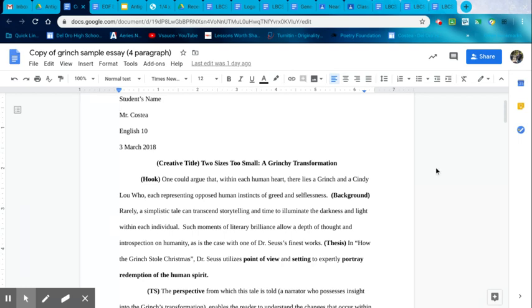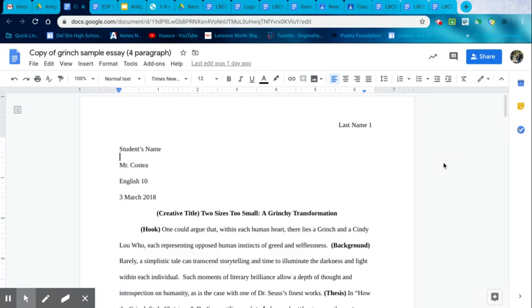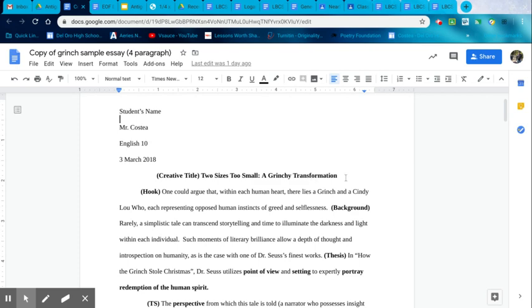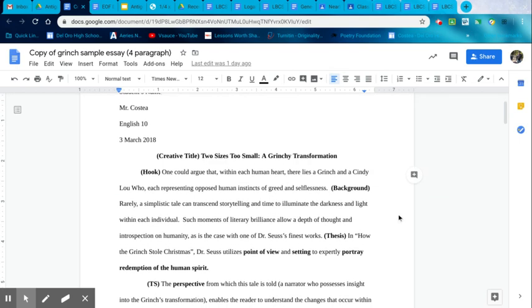Next, a creative title. Obviously, if it's The Grinch Who Stole Christmas, it's this. If it's Antigone, it's going to be something more aligned with which elements of fiction you choose. Notice how there's no you here, and no question here. This is a scenario for a hook, which is good. It talks about human instincts, greed, selfishness, which is part of the Grinch. Then there's some background about how storytelling illuminates darkness, and how the Grinch is like Scrooge, who eventually gets better.